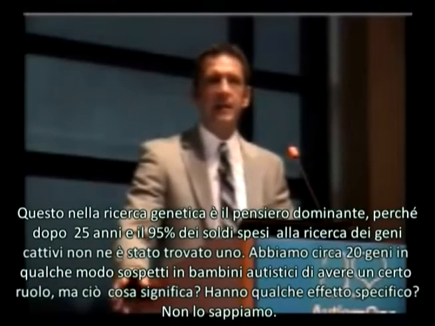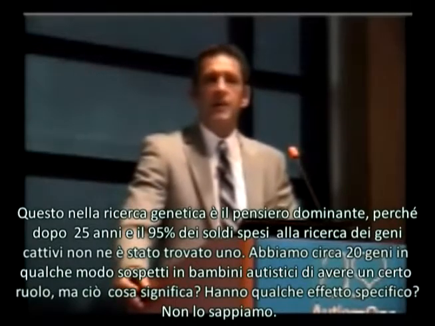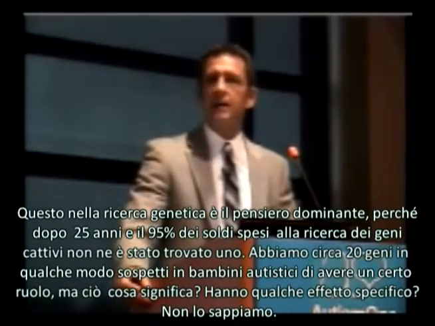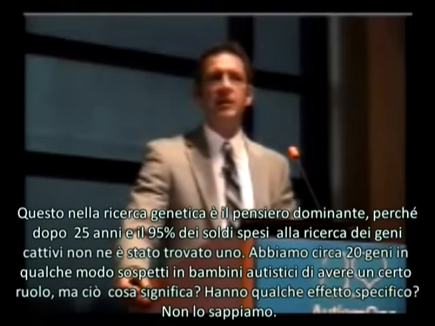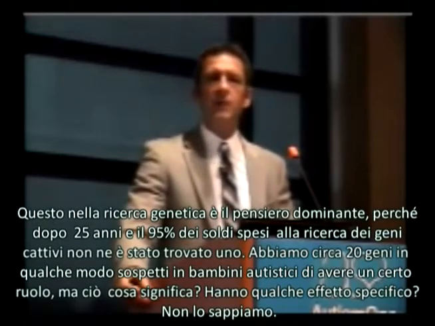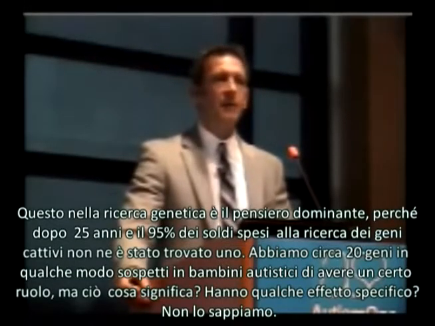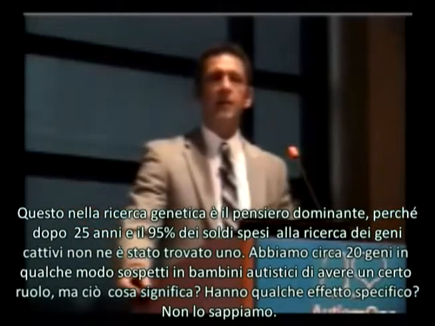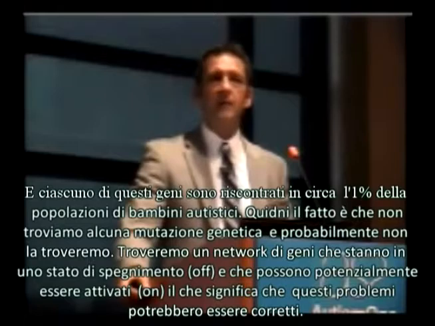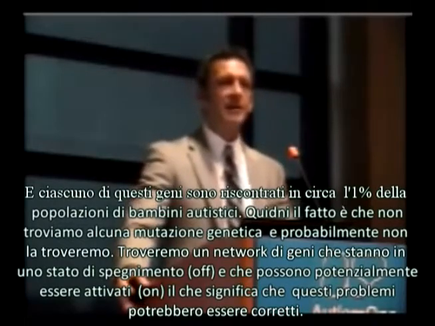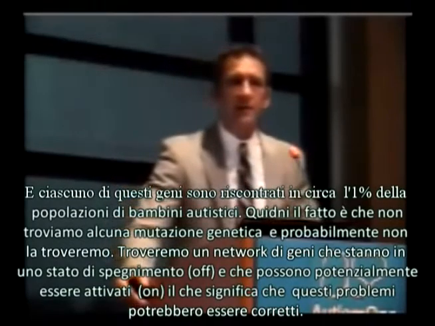And this is the cutting edge thinking right now in genetic research, because after 25 years and 95% of the dollars looking for the bad gene, we've yet to find it, actually. We have 20 some odd genes that are suspicious in children with autism that seem to be more prevalent, but what does that mean? Does it affect anything in particular? We don't know. And any of those genes are only found in roughly 1% of the population of children with autism. So the fact is we're not finding gene mutations, and we're probably not going to find gene mutations.